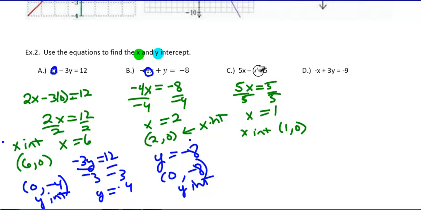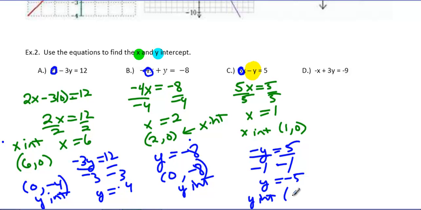Alright? Now I need to find my y-intercept. My y-intercept happens when the x is 0. You'll be really careful with this one because it's not y equals 5. And the reason why it's not y equals 5 is because there is a negative in front of that y. So when I drop down here, I need to put a negative in front of that y, which means I have to divide by negative 1, and my y equals negative 5 in this case. So my y-intercept is the point 0, negative 5.